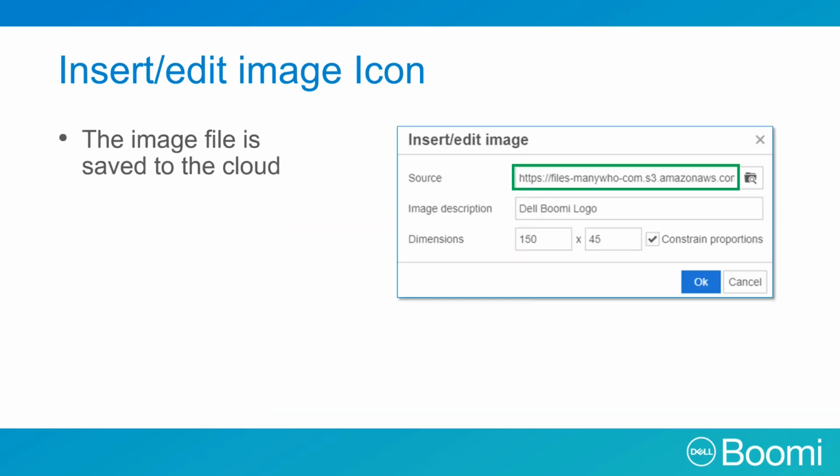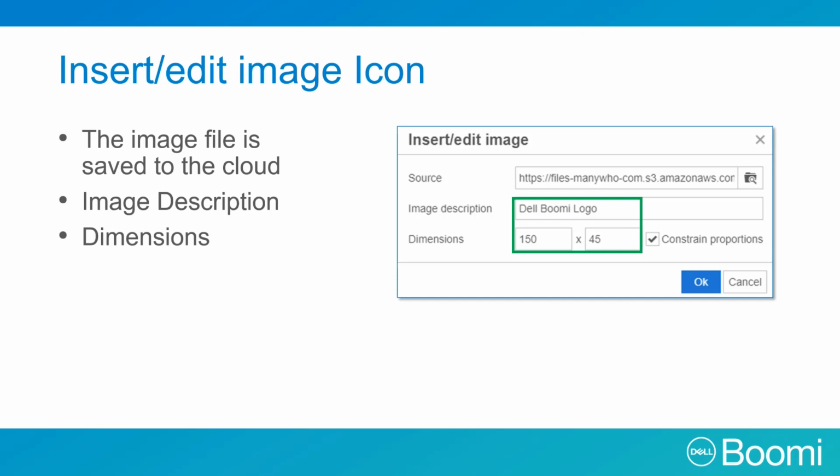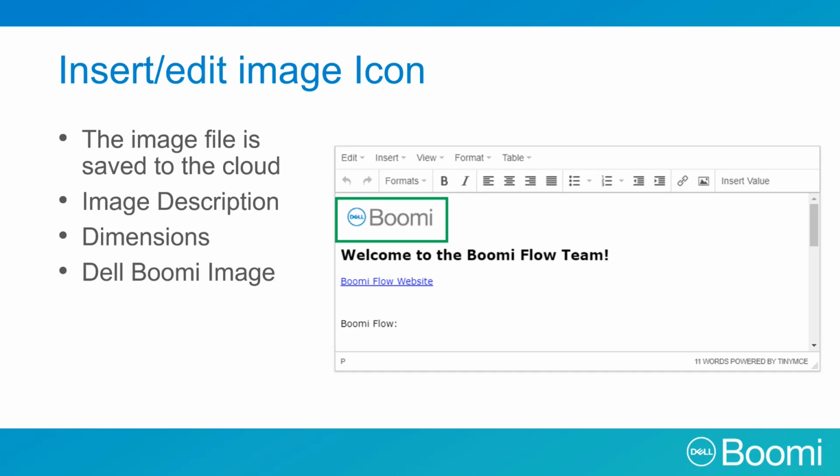The image file is saved to the cloud where the BoomiFlow platform can access it for repeat use within the tenant. Enter a description for the image and then dimensions of the image for your app to render the image. Clicking on the blue OK button will insert the image into the step element. Here is the image now shown in the step element content editor.